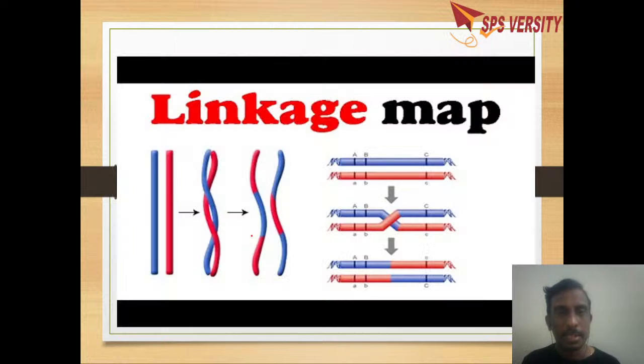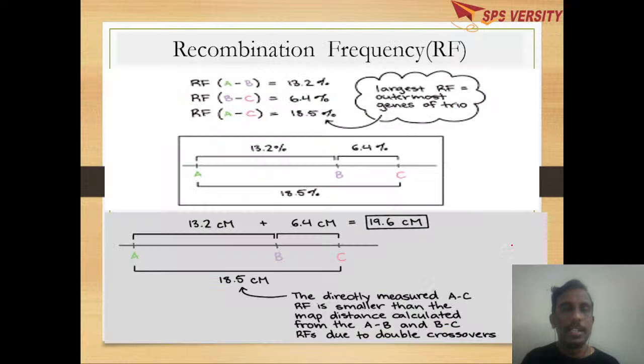So here you can see a linkage map. Here you can see the distance between genes. A and B are very closely located, and when you come to B and C, they are far apart. Here also, small a, small b, whereas B and C are far located from each other. So after crossing over, here you can see the combination of genes and the distance.